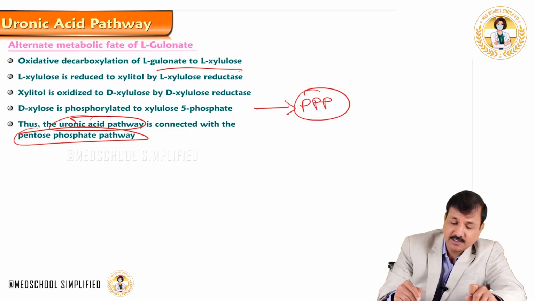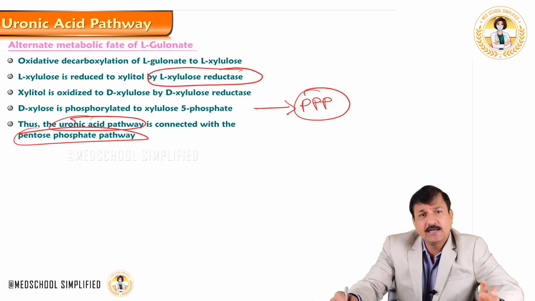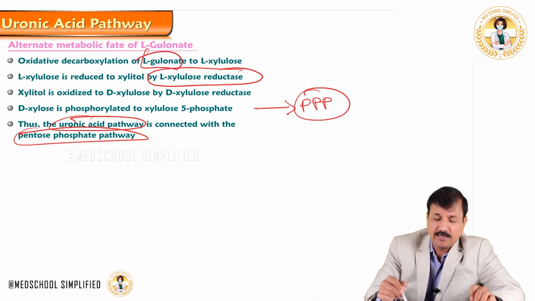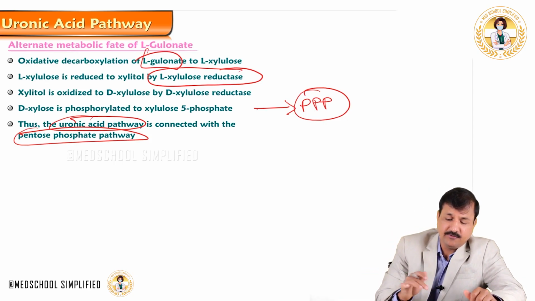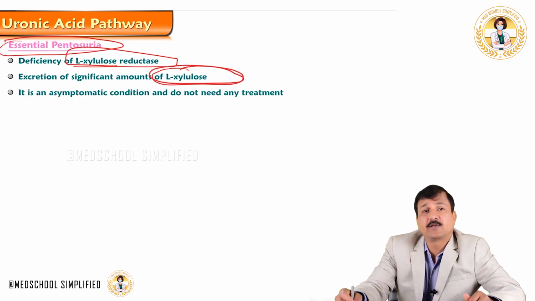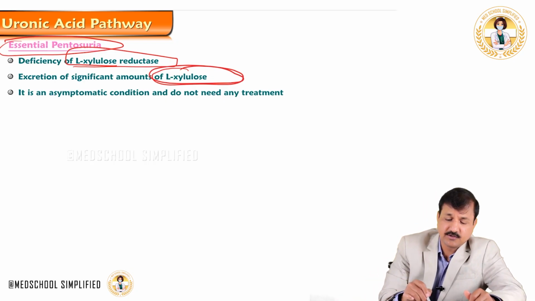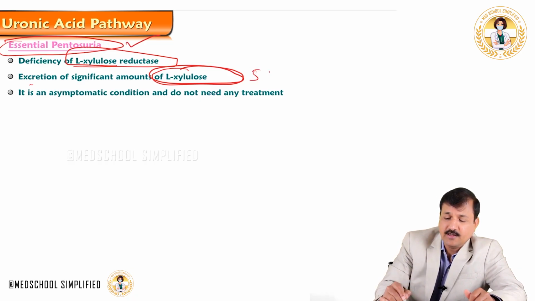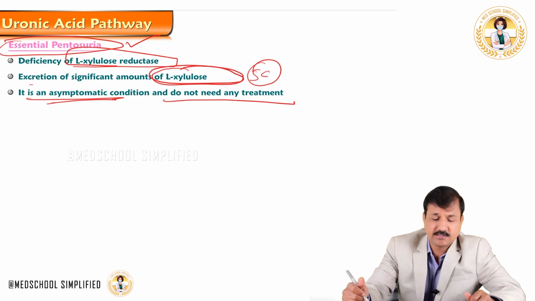So if there is a deficiency of this L-xylulose reductase enzyme, that will lead to decreased conversion of L-gulonate into xylulose 5-phosphate, and that may lead to elevation of L-xylulose in the cell, and that will be excreted out of our body in the urine. So there will be high levels of L-xylulose in the urine, and that is what is referred to as essential pentosuria, because xylulose is a 5-carbon sugar molecule. It's an asymptomatic condition and generally does not need any treatment. So that's what essential pentosuria is.